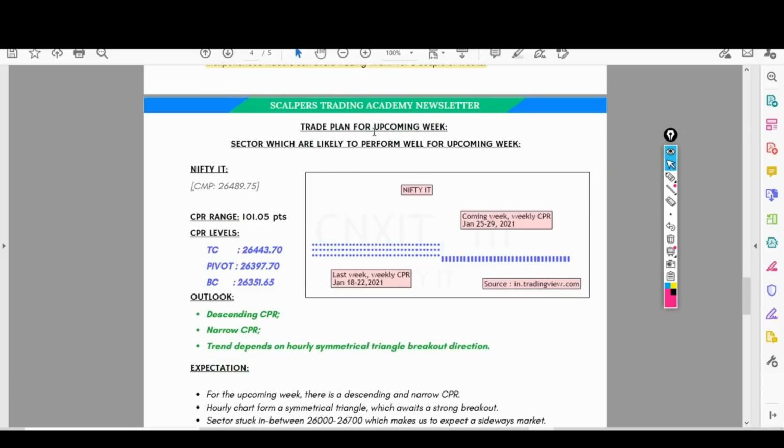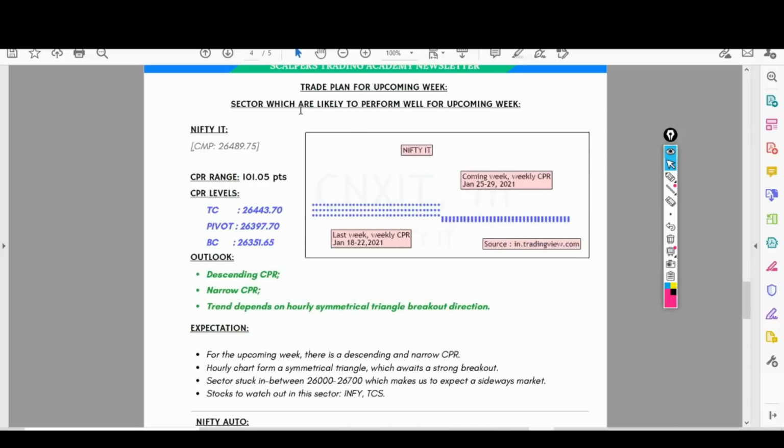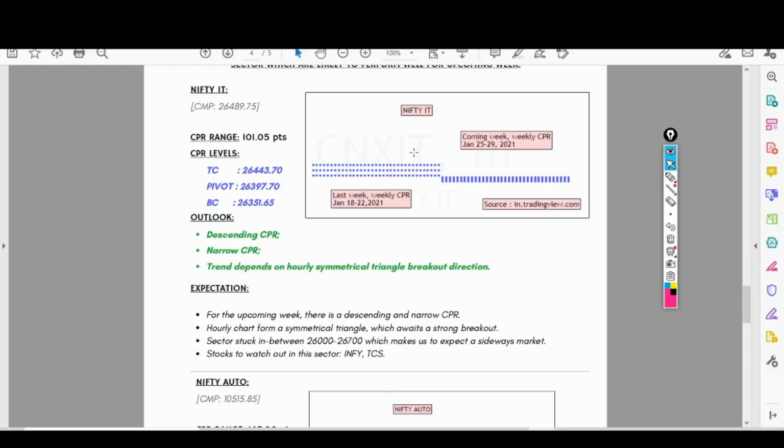Now, what is my trade plan for sectors? Every week I am discussing about my trade plan for any 2 sectors. So the first sector which I am planning to consider is Nifty IT, because in Nifty IT last week the CPR was very narrow. Okay, so I was considering that as an important factor.